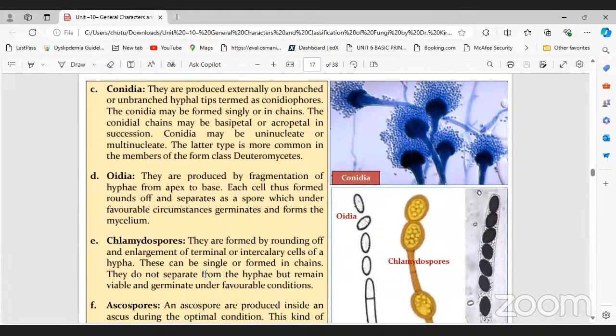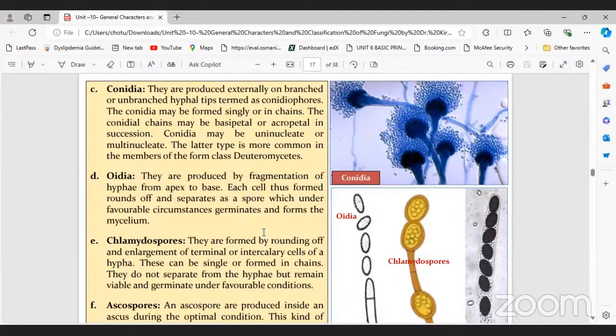Coming to the oidia, another name is arthrospores. Oidia are formed by close septation of the distal end of the hyphae in a basipetal succession, that is, producing from the apex to the base of the hypha. Both exogenous and endogenous arthrospores, that is oidia, are known.